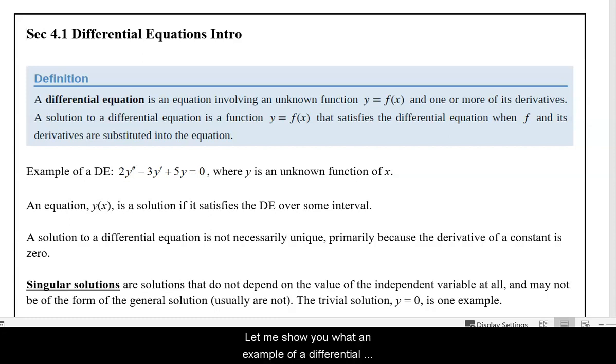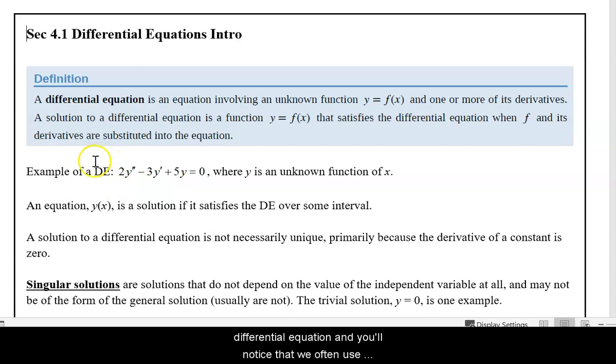Let me show you an example of a differential equation. This equation here that you see is an example of a differential equation. This is 2y double prime minus 3y prime plus 5y equals 0. You don't know what the function y equals f of x is. You know that the function y is a function of x, where x is the independent variable. You just don't know what it is. You need to find an equation that will satisfy this differential equation.